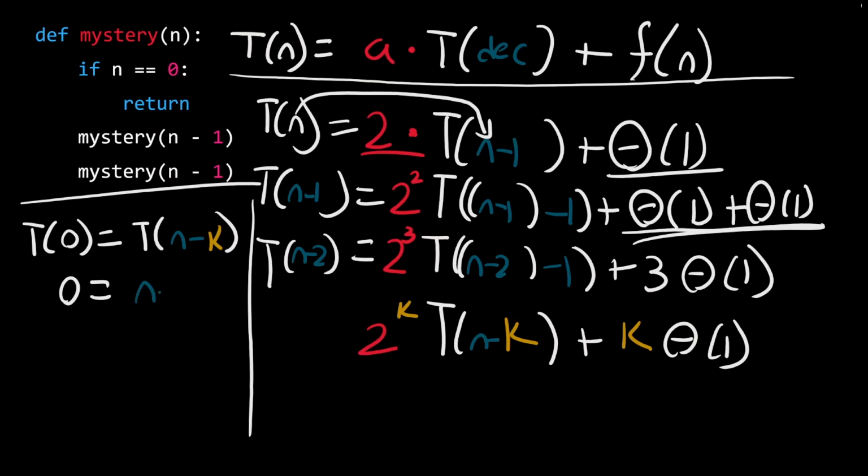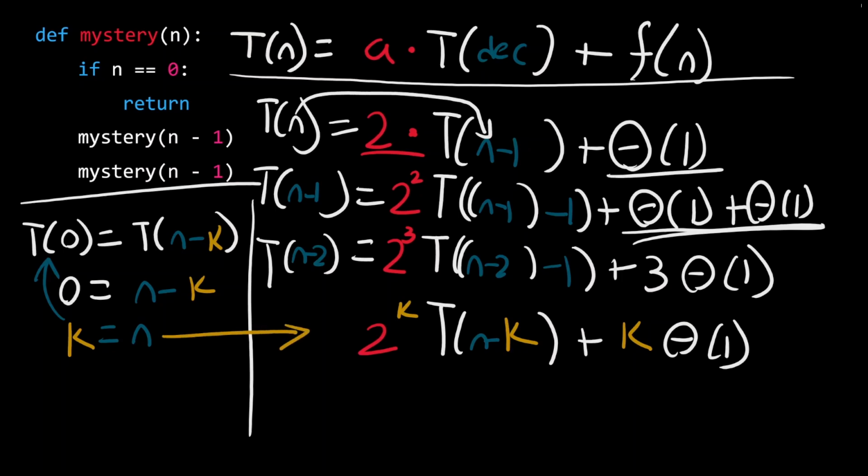And we can see what comes out from this is that we can throw k to the other side, so we do not have a negative k. Throw k to the other side, then we say k is equal to n. So when k is equal to n, we arrive at our base case. So we can take this and plug this back into our original formula.